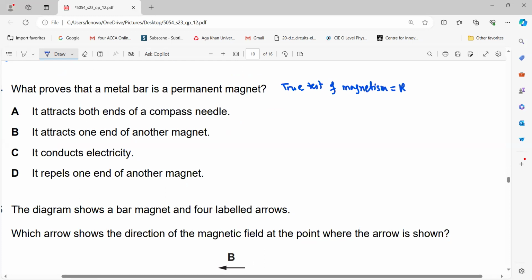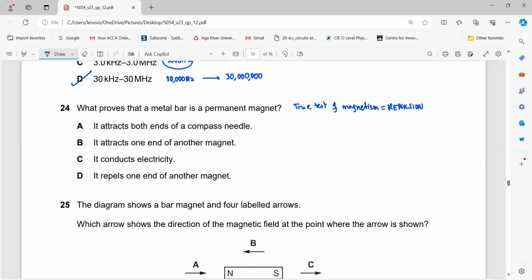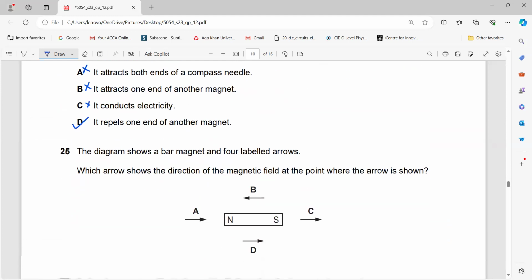I'll write it down. Now, it attracts no, it attracts no, it conducts electricity, has nothing to do with magnetism. It repels one end of another magnet. That's the true test. Okay.